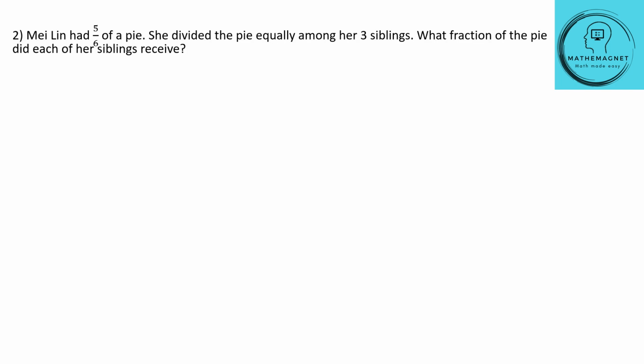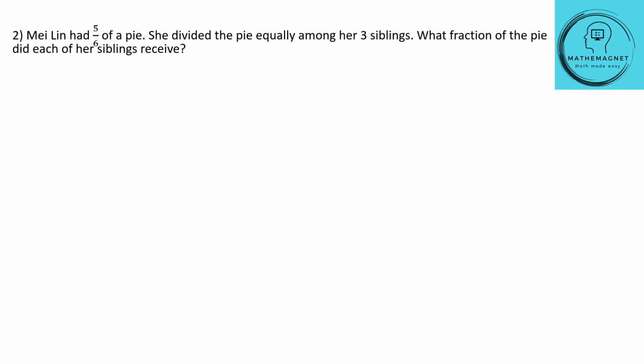The second question. Mei Lin had 5/6 of a pie. She divided the pie equally among her 3 siblings. What fraction of the pie did each of her siblings receive? Now here they have clearly mentioned that Mei Lin is only dividing it among her siblings. It's not for herself. So the number of people it is being divided among is 3.